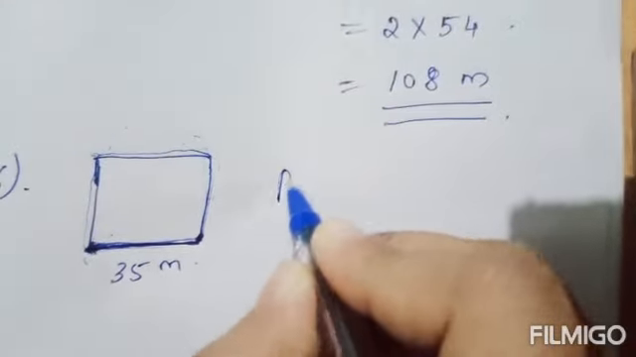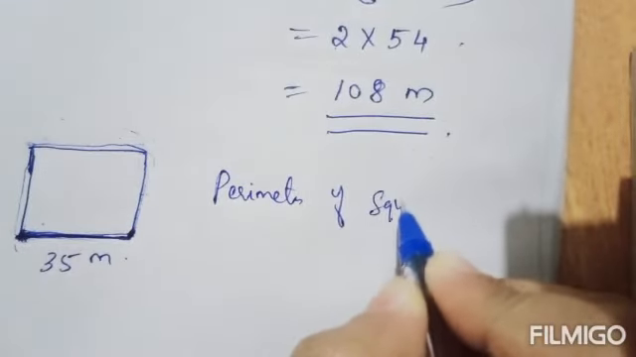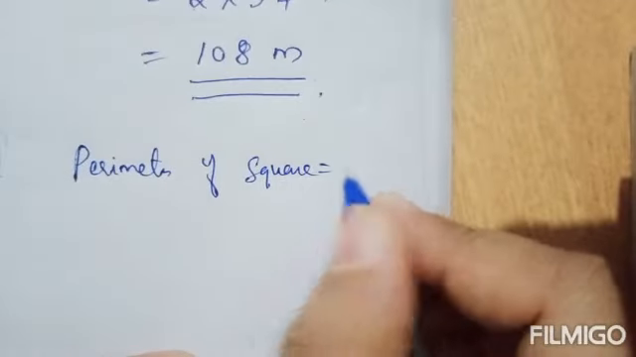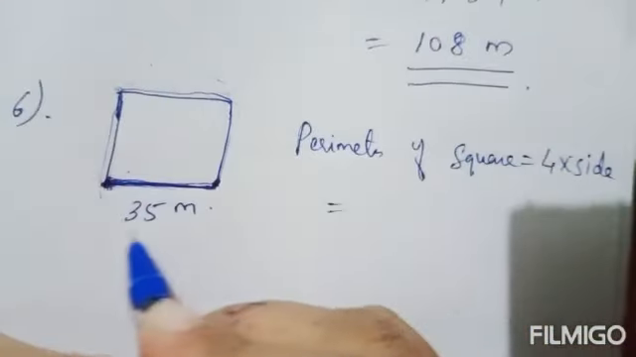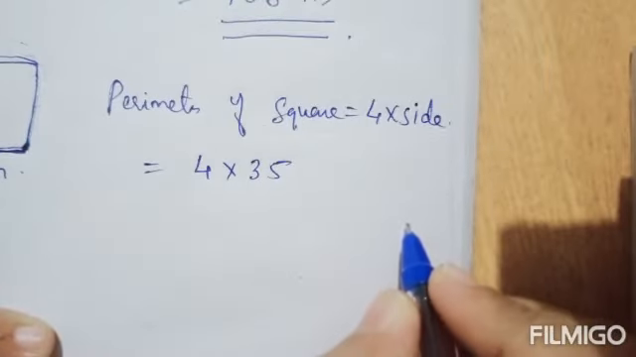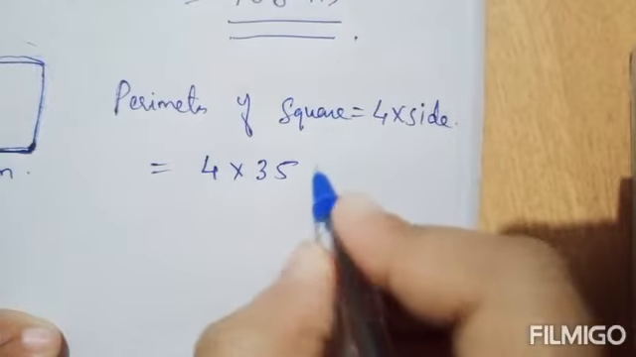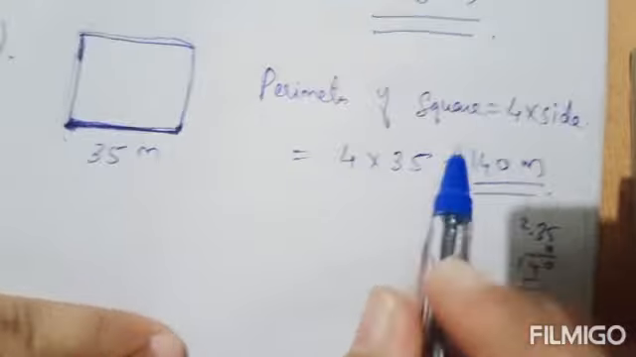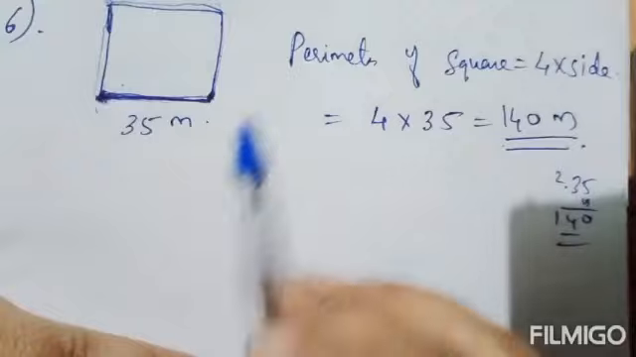So first you have to find the perimeter of the square field. You know how to find the perimeter of a square. It is 4 into side. Here the side is 35 meter, it is given. So 4 into 35. What will you get? 35 into 4 is 140 meter. This much distance he completed in 1 round around the square field.